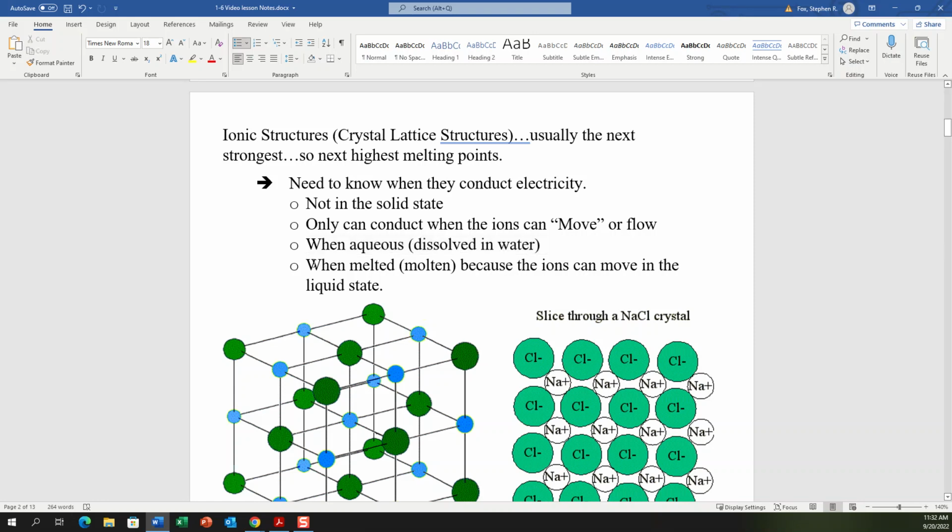And then the other time is when they're melted. Because ionic structures are kind of the second strongest structure on average, other than network covalent. So it normally goes network covalent is the strongest, then ionic structures are the next strongest. You have to get them to a very high temperature to be melted. And that's why a lot of times they're referred to as molten. But when they are in the liquid state, the ions can move. So liquid ionic compound can conduct electricity, just not the solid, okay?